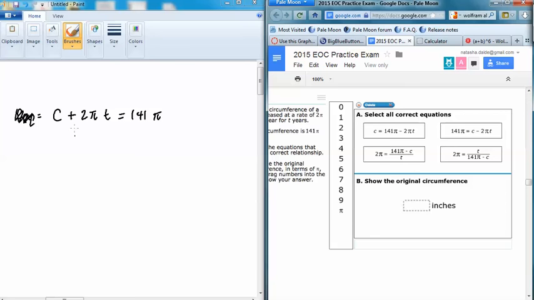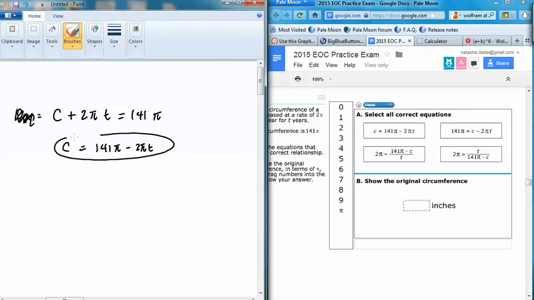Okay. I'm just going to take that 2 pi t over to the other side. C equals 141 pi minus 2 pi t. So it's definitely this first one right here. That's one of the answers. What I would do if I were you is try to manipulate each of these equations to see if it can look like the original equation. If it works, it works. If it doesn't, then it's not the same. Because it says select all the equations, so I don't think that this answer is the only one.